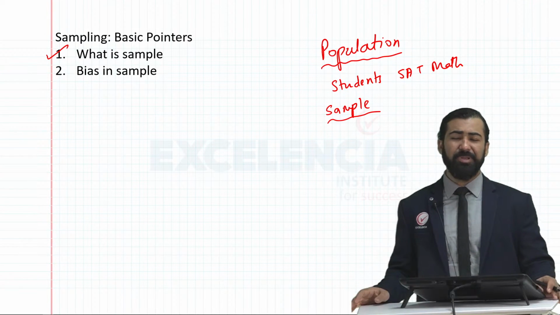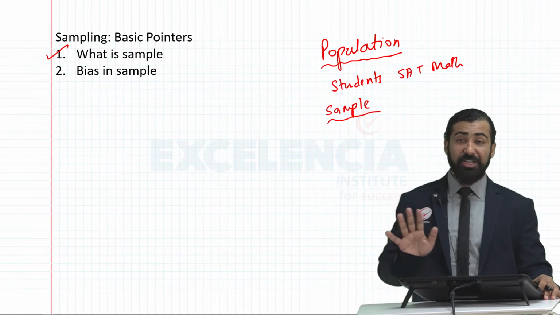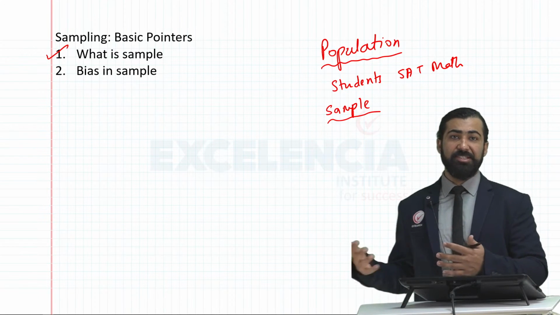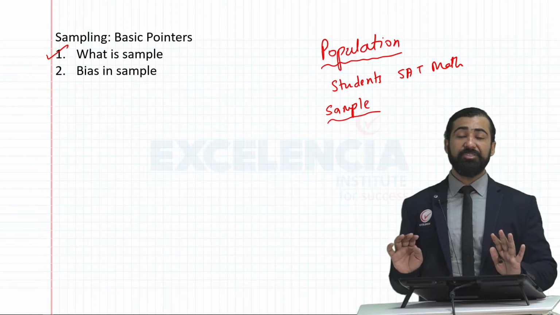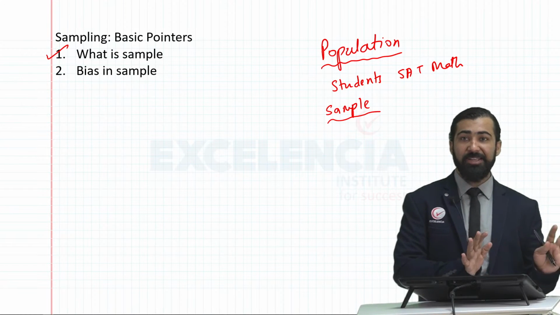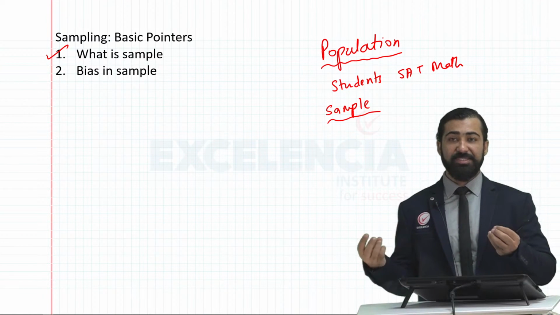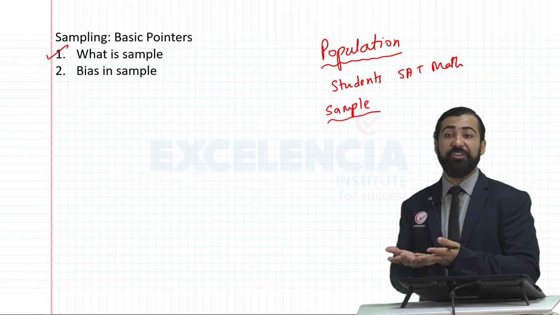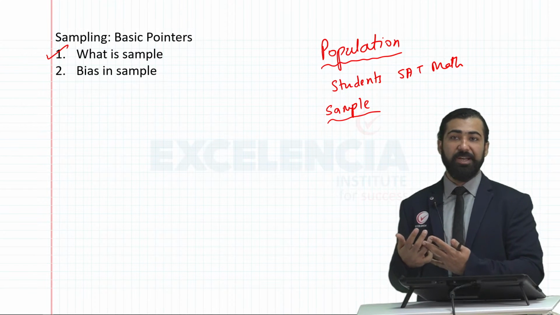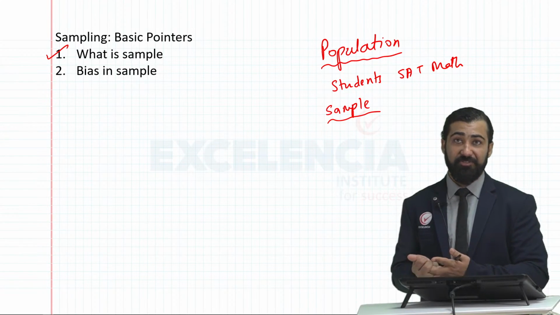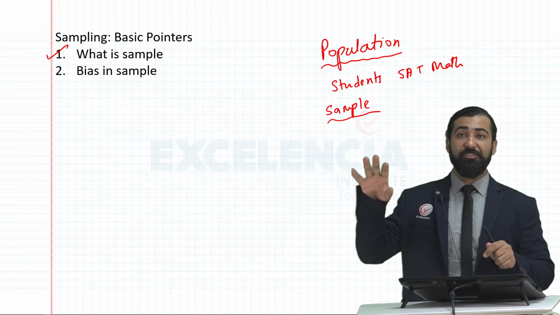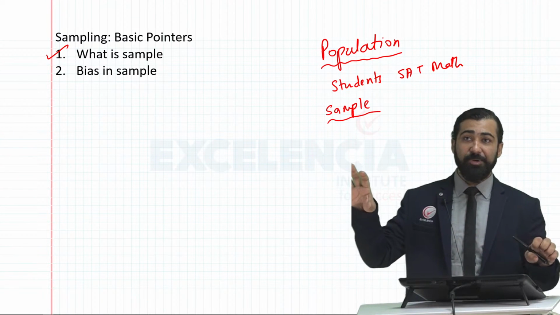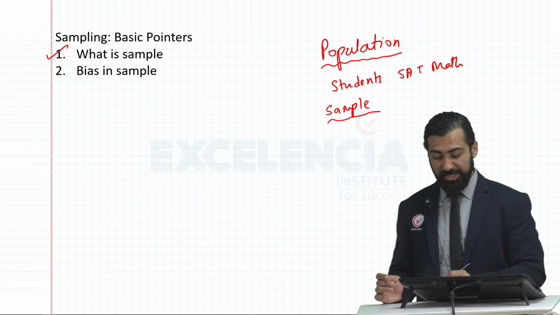Bias creeps in because of various reasons, but we are not interested in all those reasons because that's part of later study. Presently, you should just know what bias is. Bias is when your population is such that they will give you a favorable result. Whatever result you are expecting, they'll speak in favor of that. Sample is from the population: you are selecting a subgroup and you are studying this subgroup.